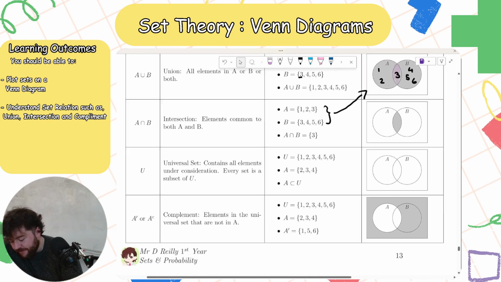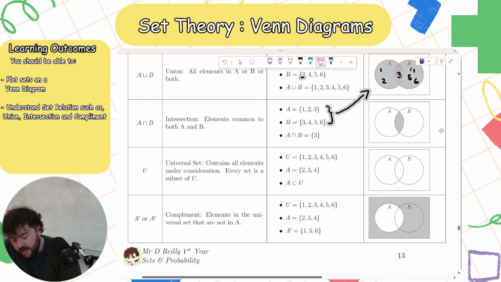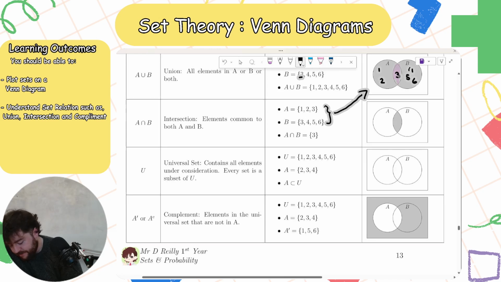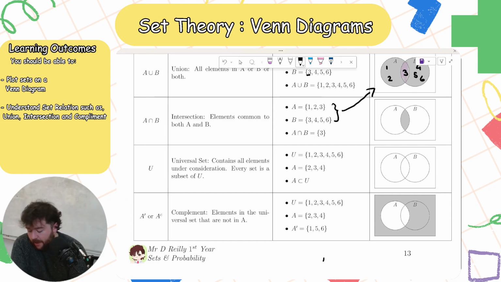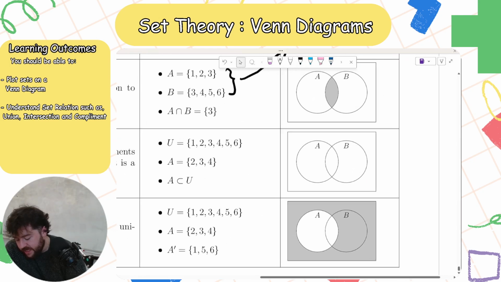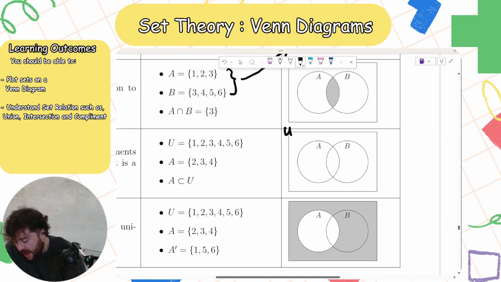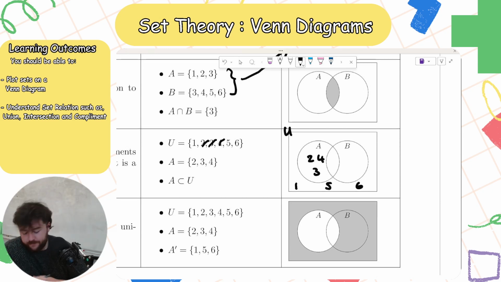The universal set is the big box around my two Venn diagrams here, and that contains all elements under consideration. Every set is a subset of the universal set. So the universal set is here. I have set A, which is 2, 3, 4. I have nothing in B, so ignore that. And whatever elements we have left over, so I have 1, 5, and 6, they go on the outside in the box.